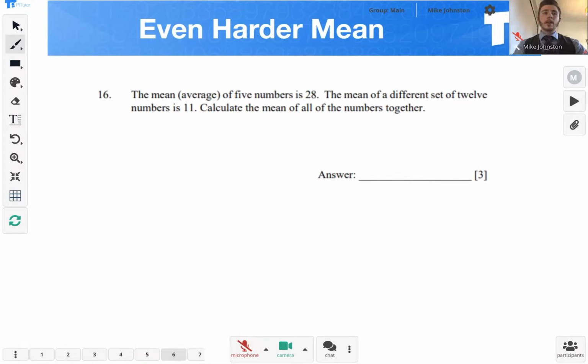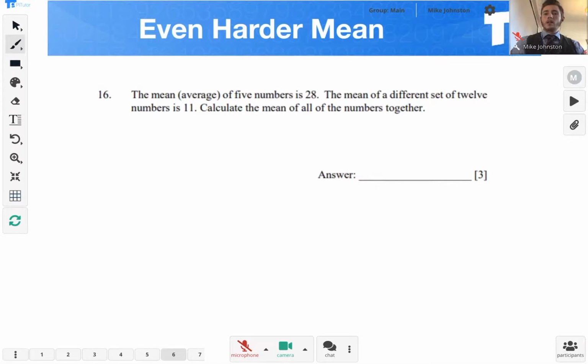Okay, so now even harder, this is a question from the actual 11 plus. So this is an actual past 11 plus question. The mean of 5 numbers is 28, and the mean of a different set of 12 numbers is 11. So let's calculate the mean of all the numbers together.